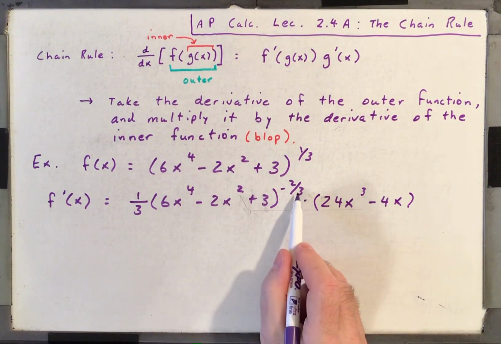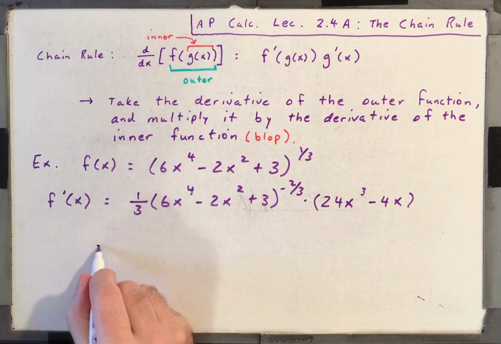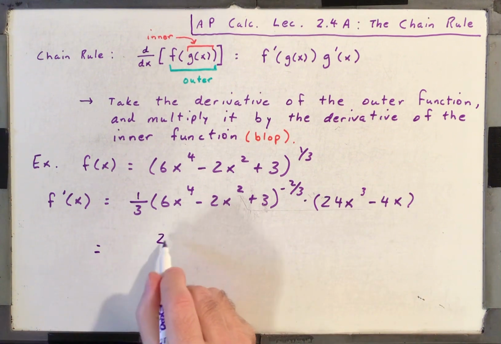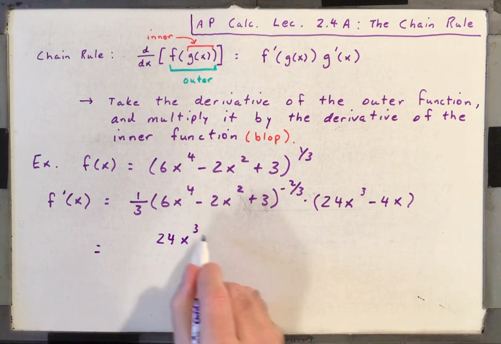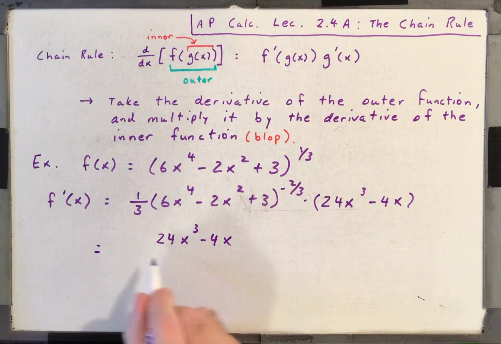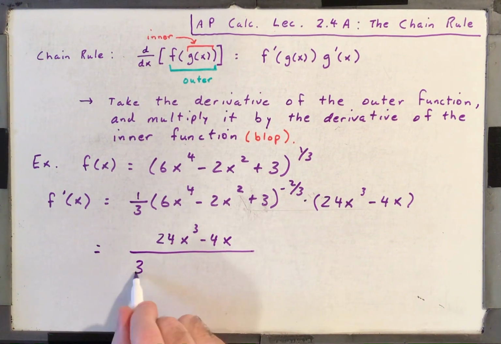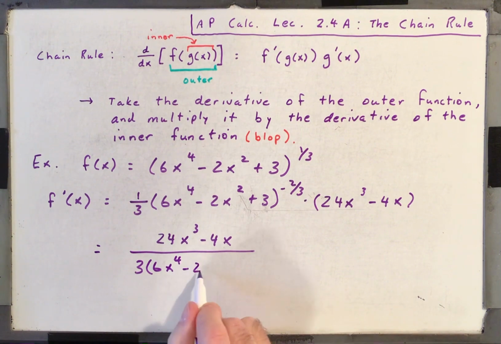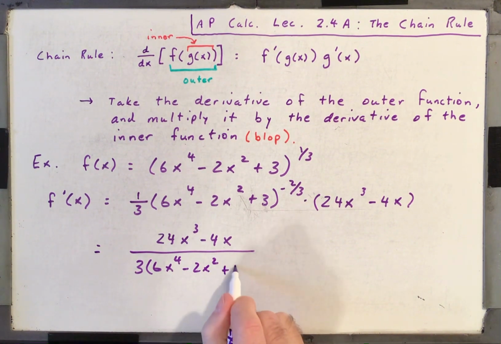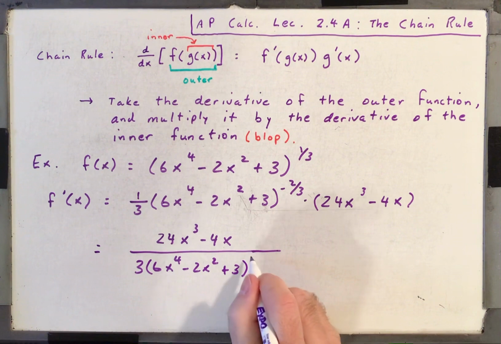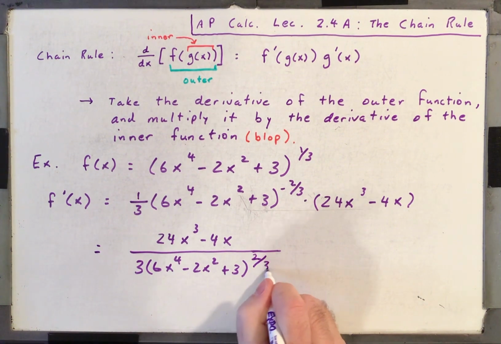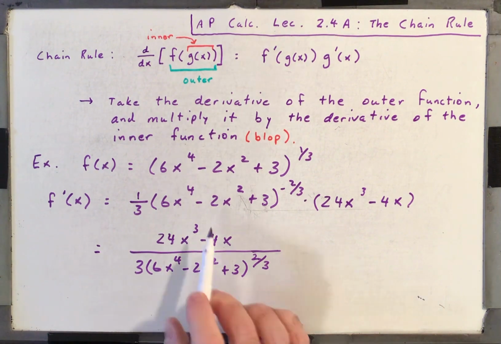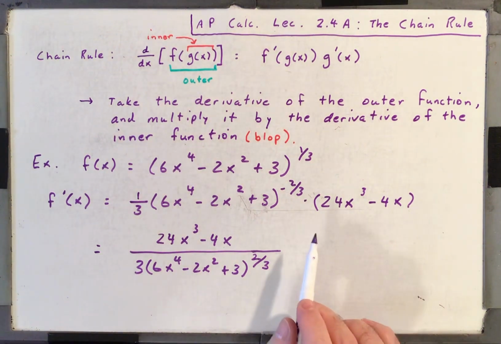Now I do expect you to put the negative exponent downstairs, all right? So on top we've got 24x cubed minus 4x, and on bottom we would have a 3 times 6x to the fourth minus 2x squared plus 3 to the positive 2/3 power. All right, it looks nasty, but that really wasn't very hard, was it?